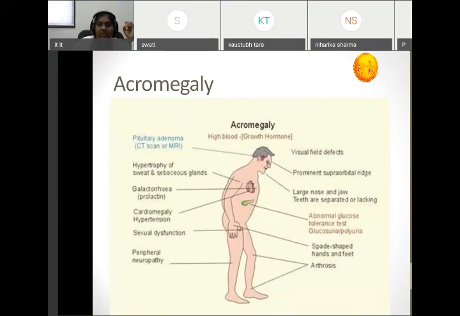Now, investigation for growth hormone is, first, blood investigation. Second is radiology to see the sphenoid bone, whether a tumor is there or not. CT scan, MRI are also done.